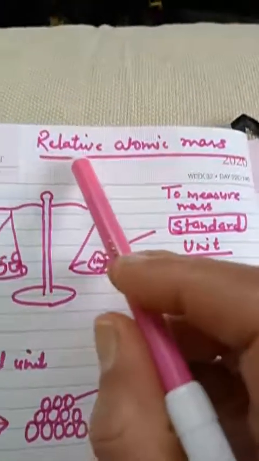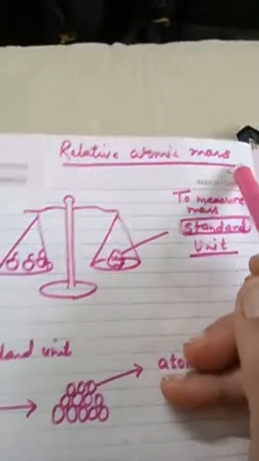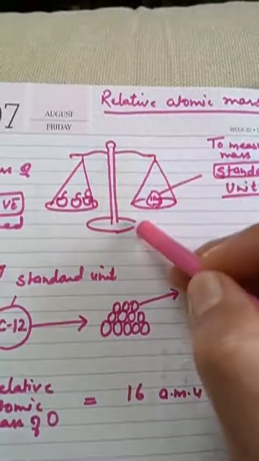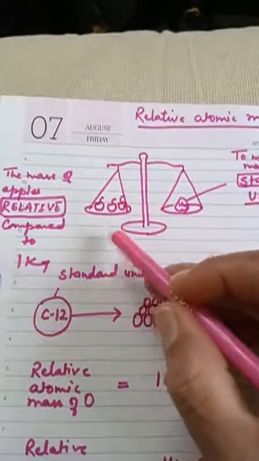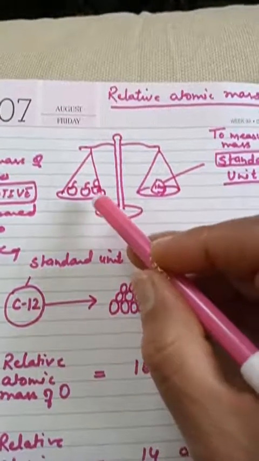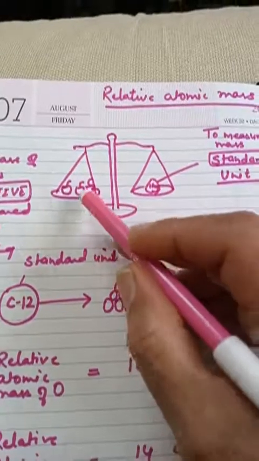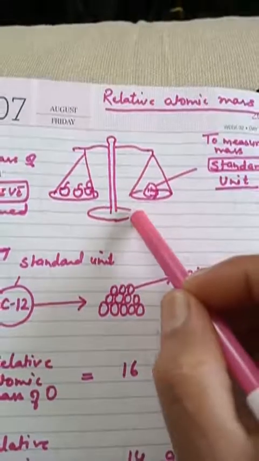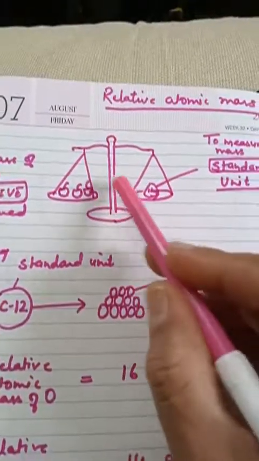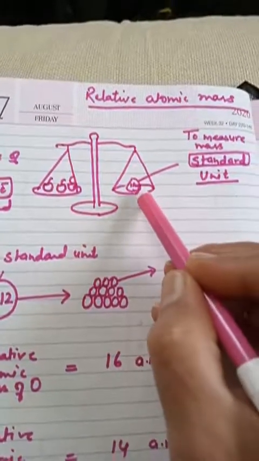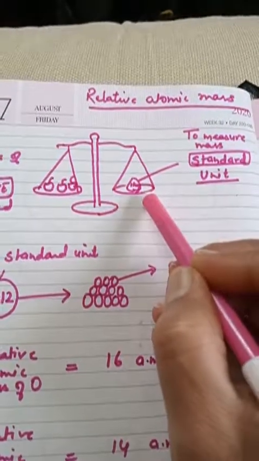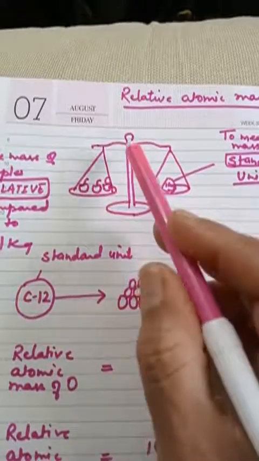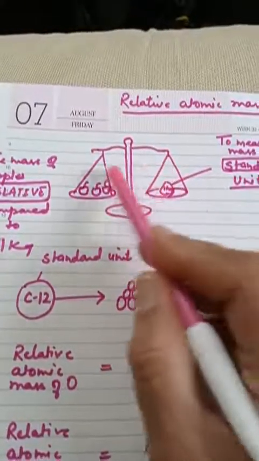Today's topic is relative atomic mass. Before starting this topic, let us take one example. If you go to the market to purchase apples, suppose you want to purchase 1 kg of apples. What does the shopkeeper do? The shopkeeper keeps a 1 kg weight on one side of the beam balance, and on the other side of the beam balance he keeps apples until equilibrium is attained.